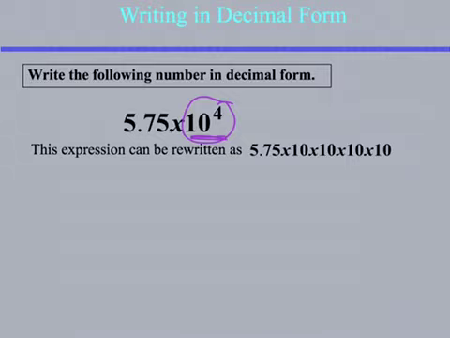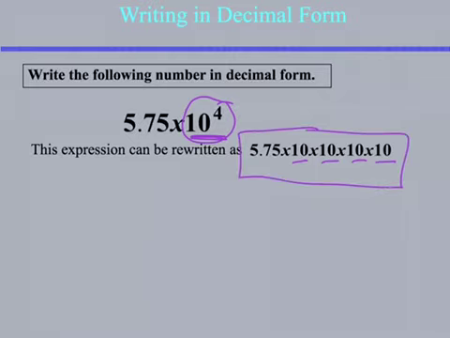So think about what 10 to the 4th power means. It means we're going to multiply 10 by itself 4 times. So that's what this expression is saying: 5.75 times 10 to the 4th power. Now we are going to have a shortcut method for figuring this out.